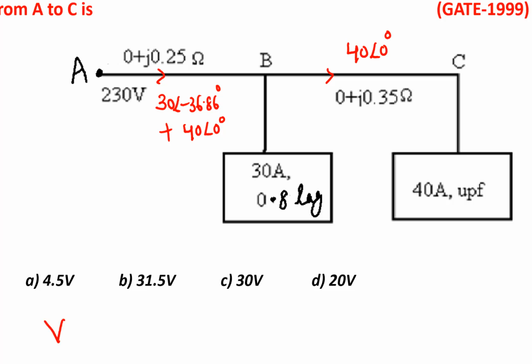Now the voltage drop VA minus VB will be how much? What is the impedance of branch AB? J 0.25 into, what are the currents?